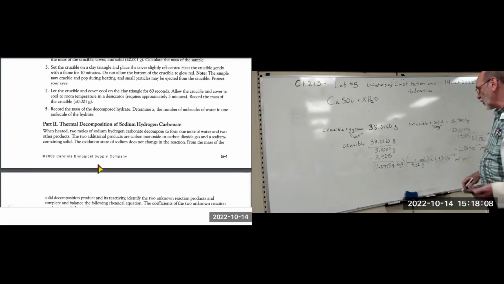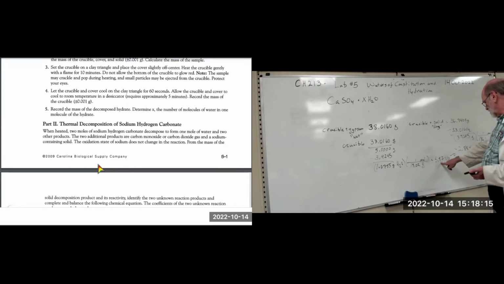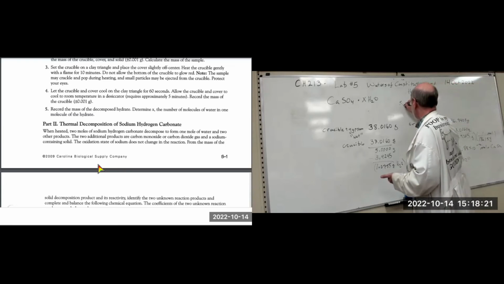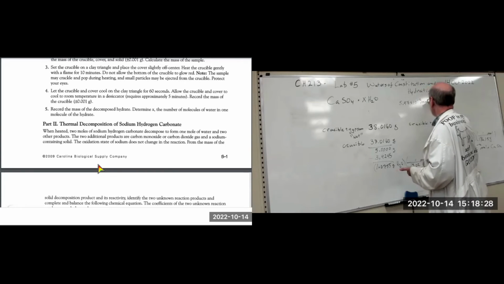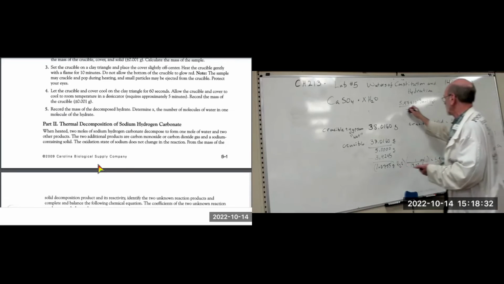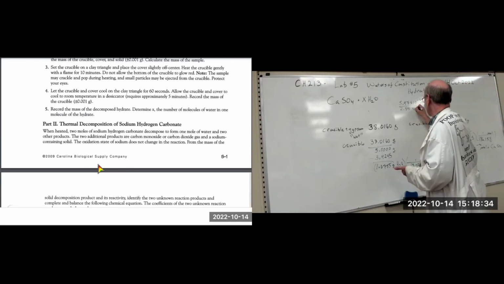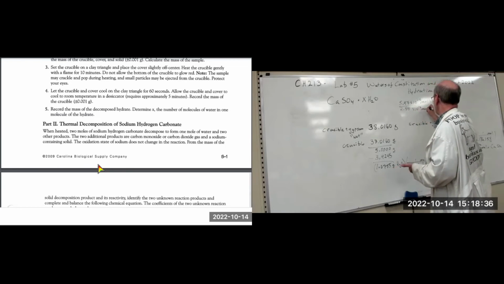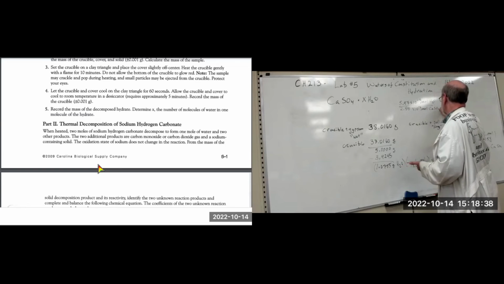Okay, what's the molar ratio of those two? Well, which one's bigger? This one's bigger than that one. So let's ratio this one on top and that one on the bottom. So this is 5.97 times 10 to the minus 2 moles of water per 2.88 times 10 to the minus 2 moles of calcium sulfate.